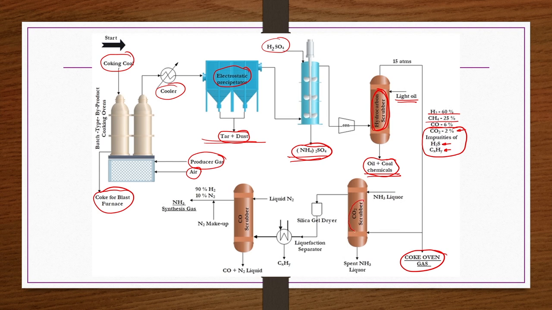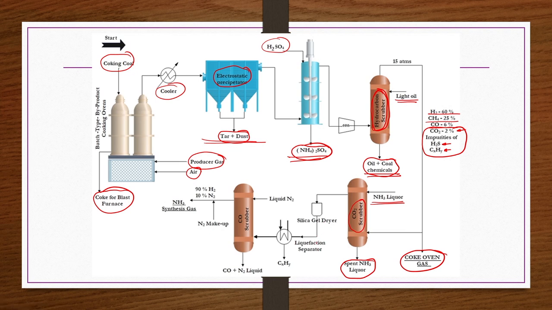So what you have to do is pass this coke oven gas, with whatever minor impurities are there, through a CO2 scrubber, a carbon dioxide scrubber, in which gases enter from the bottom and from the top ammonia liquor is sprayed. In the counter current way, these two interact. Once the CO2 is removed, the spent NH3 liquor is collected from the bottom. The gases from the top are passed through a silica gel dryer to remove any remaining H2S, CO2, etcetera, especially H2S.